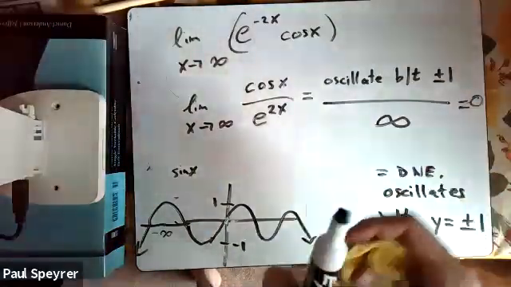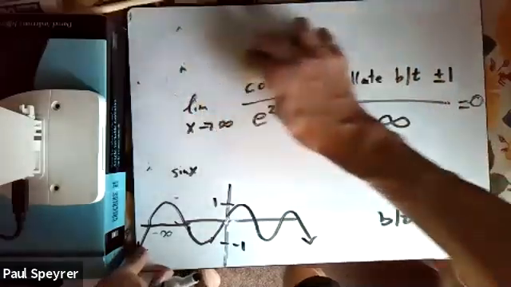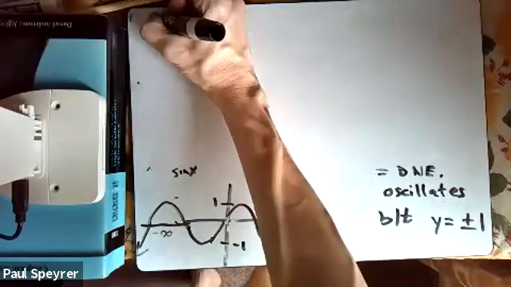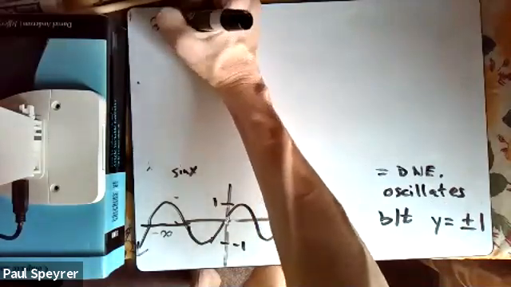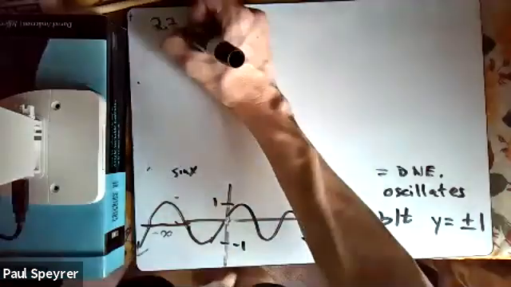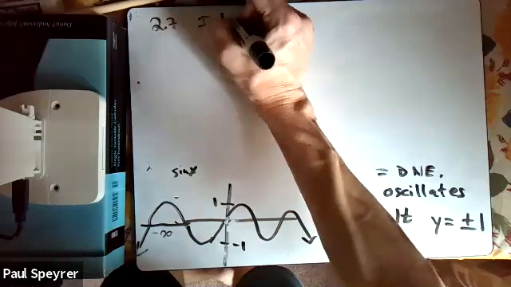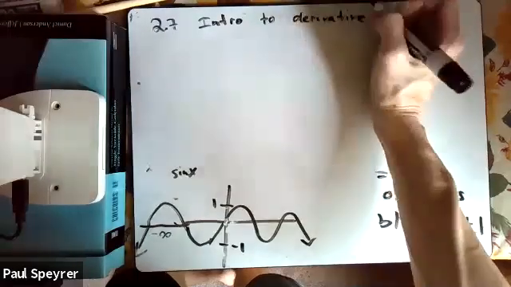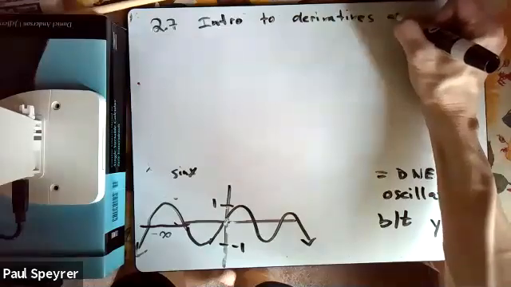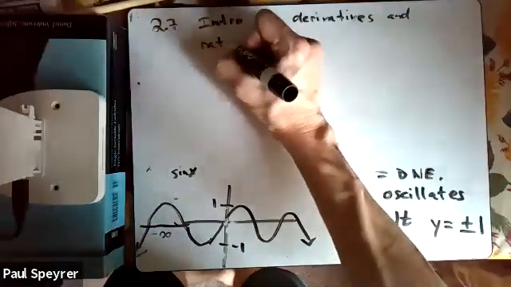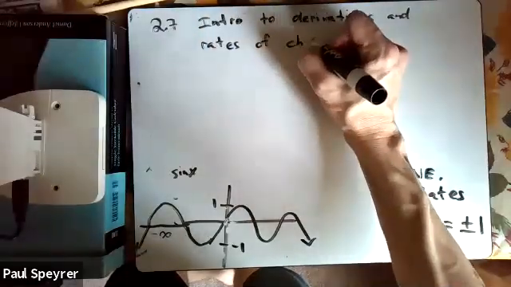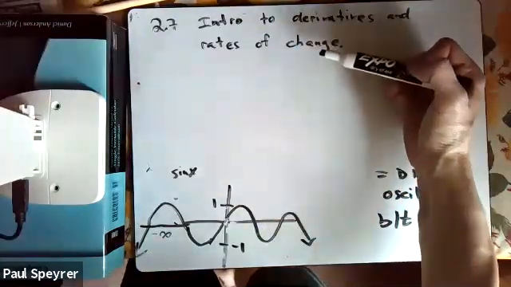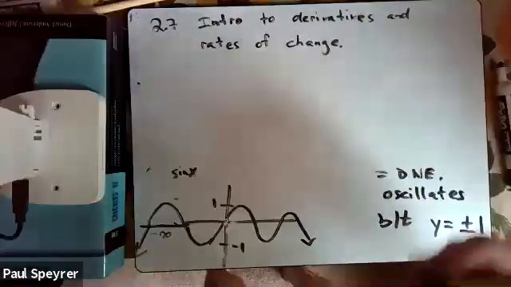All right, so that finishes up 2.6. Let's get into 2.7. All right, so 2.7 is kind of like an introduction to derivatives and rates of change. Derivative is actually just a fancy word for rate of change. It just means instantaneous rate of change. That's what the derivative means.